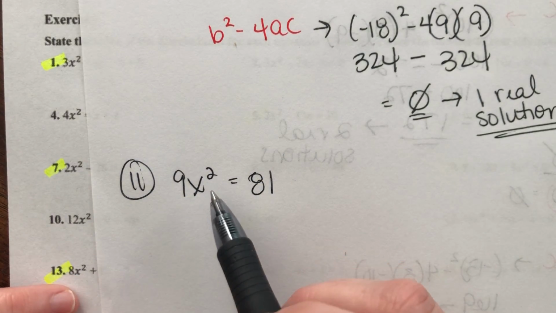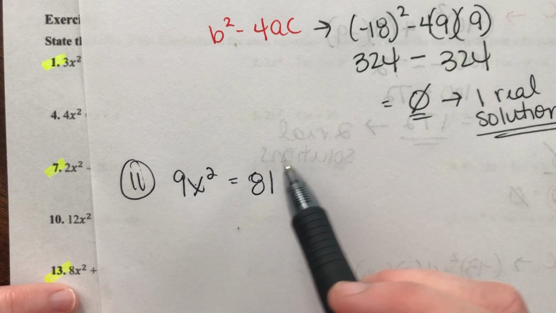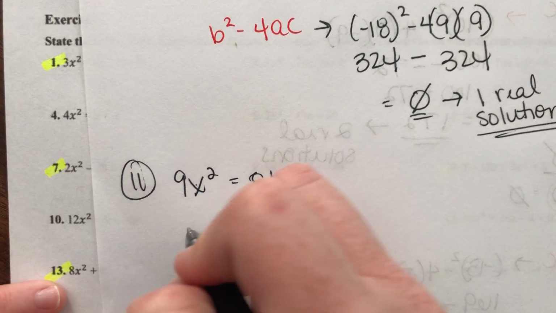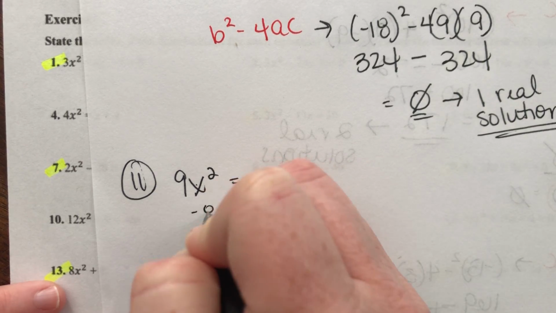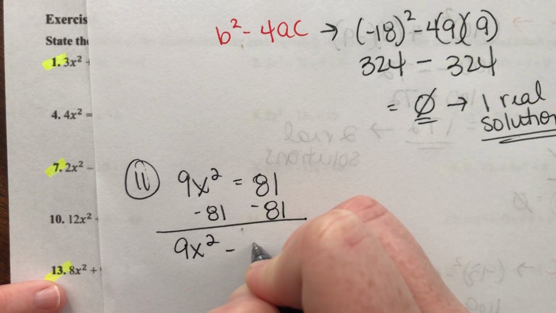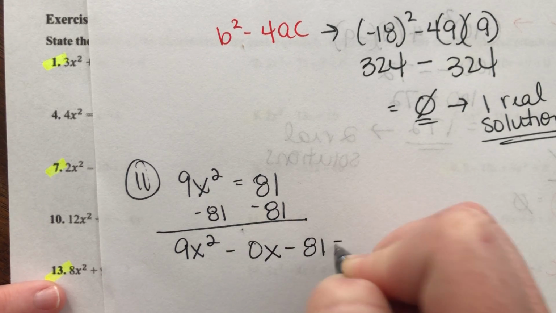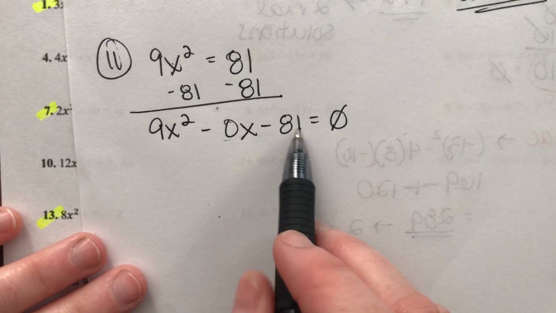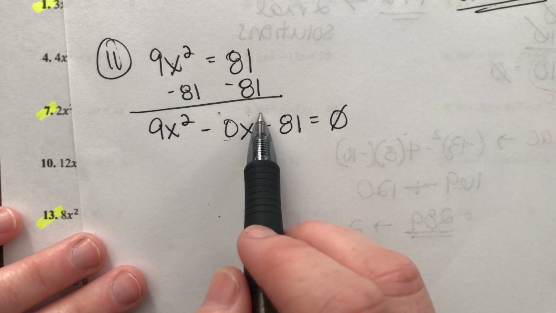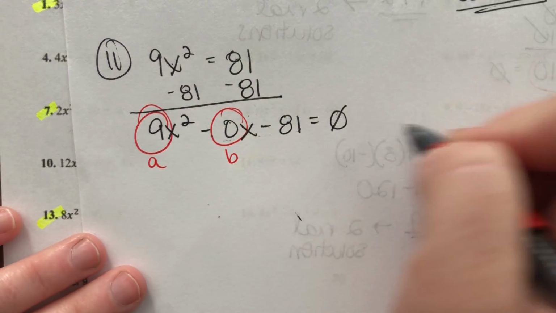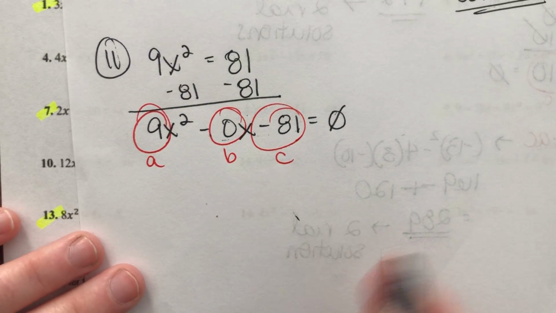Obviously both of these are perfect squares, so it would be the difference of 2 squares we could factor and solve easily, but we're not solving for x here, we're just telling how many solutions there's going to be. So I'm going to subtract 81 from both sides, and I'm going to have 9x squared minus 0x minus 81 equals 0. You don't have to put this middle part in, I'm just showing you that this is our trinomial, but we don't have an x term, right? So A is 9, B is 0, and C is negative 81.